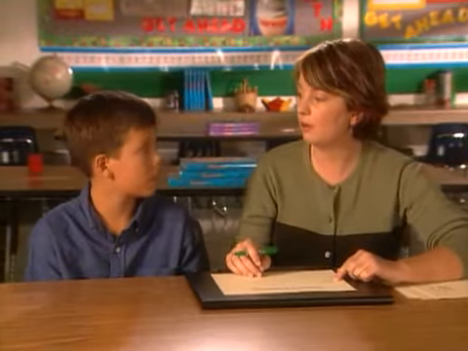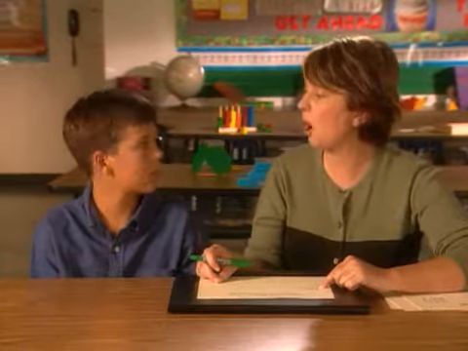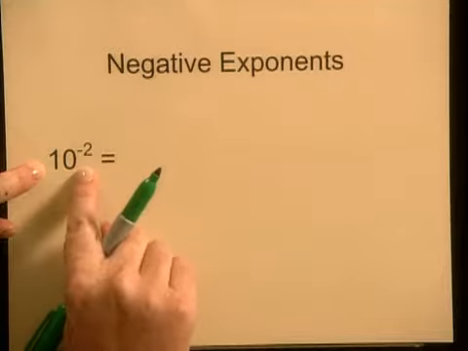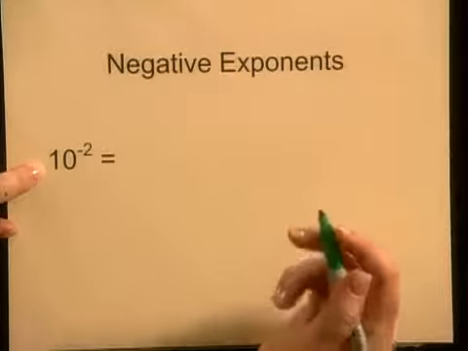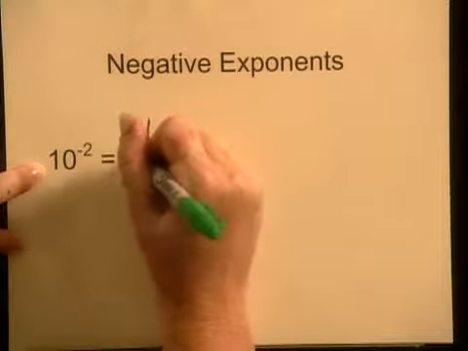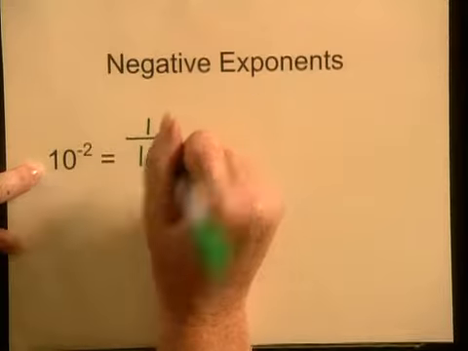The last thing we're going to talk about is negative exponents. Now what we've done before is we've taken a factor and gotten a much bigger number. With a negative exponent, we're going to get a much smaller number. This negative means we're making it into a fraction. We're going to have 1 over 10 to the second.